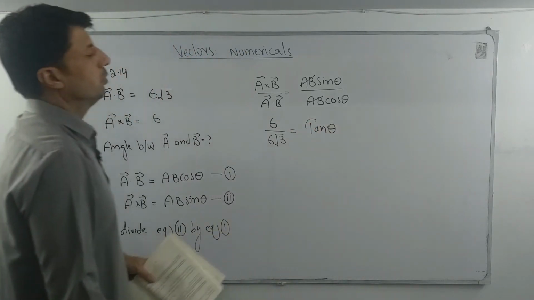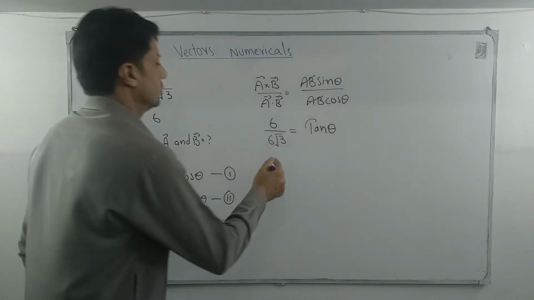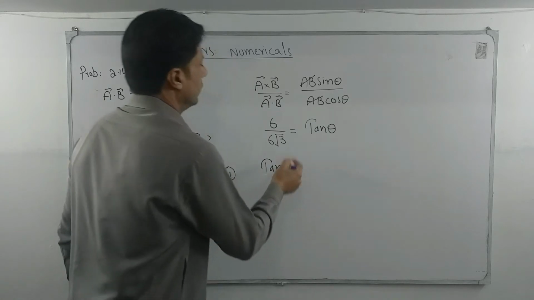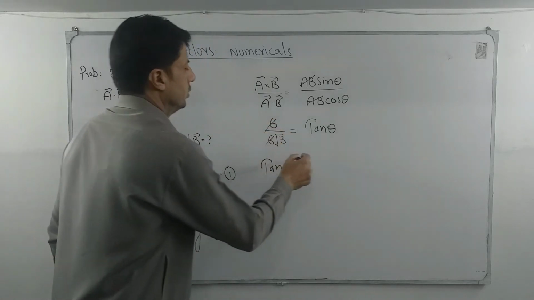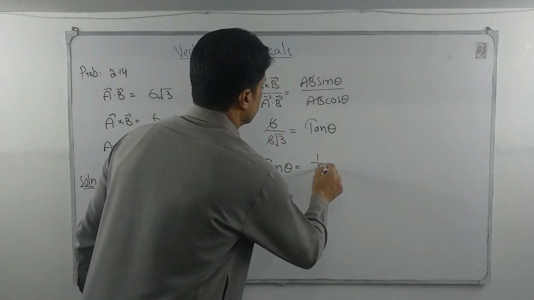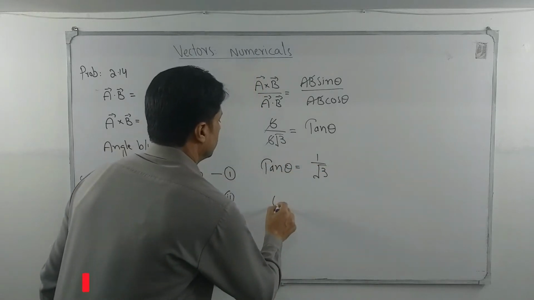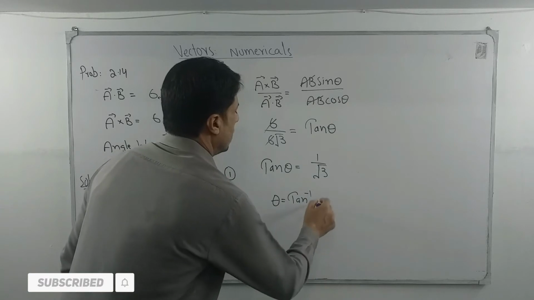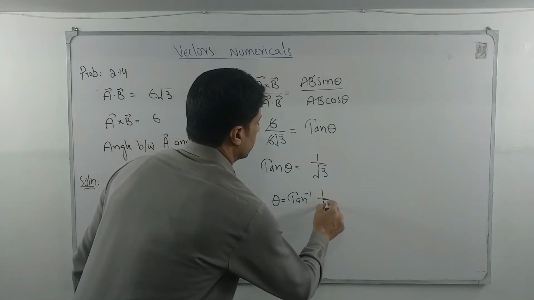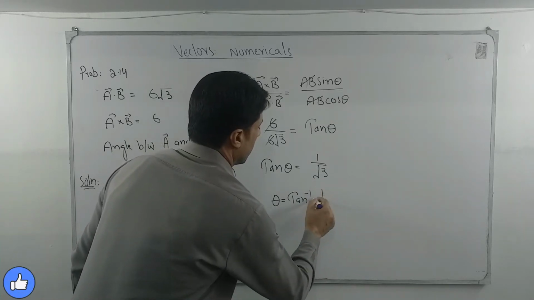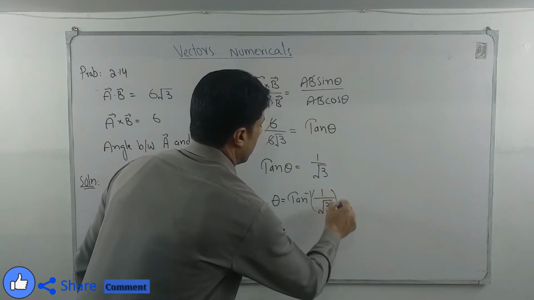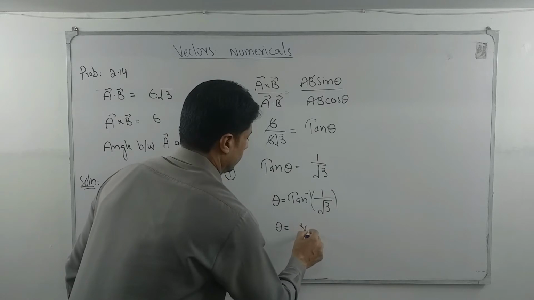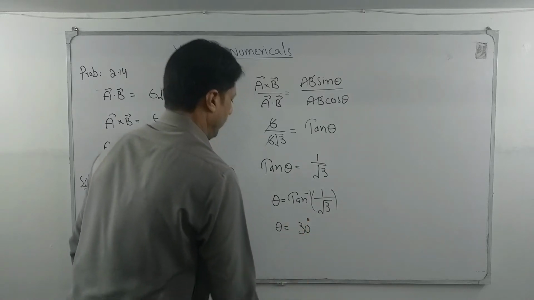Now we need to find the value of theta. So tan theta is equal to 6 cancelled out with the 6, and you get 1 upon under root 3. Now theta is equal to tan inverse of 1 upon under root 3, and tan inverse of 1 upon under root 3 is equal to 30 degrees. So this is the final answer.